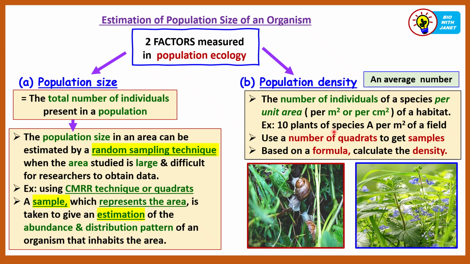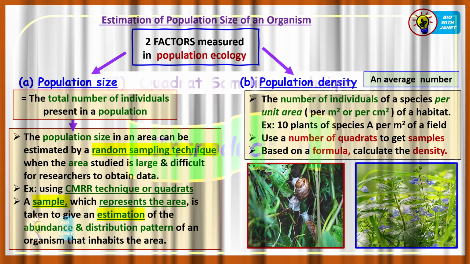Example, 10 plants of species A per meter squared of a field. That can be the population density of a plant. Okay. Now, first we use a number of quadrats to get the samples, and later, based on the formula, we can calculate the density, as we will discuss in the next slides.